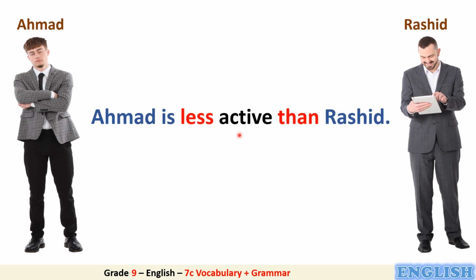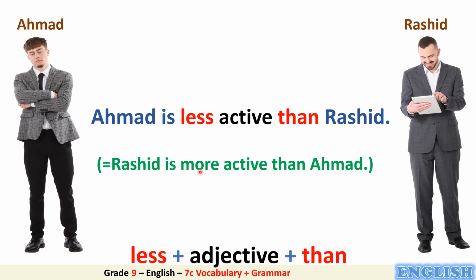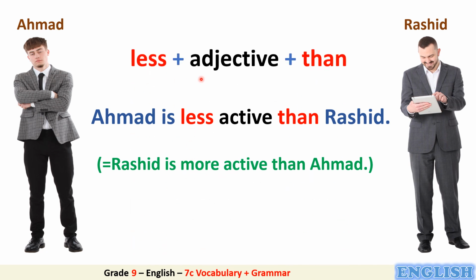Ahmed is less active than Rashid, which means Rashid is more active than Ahmed. So less is the opposite of more. Look at this structure: less plus adjective plus than. We use this structure when we compare between two people, two things, or two animals.